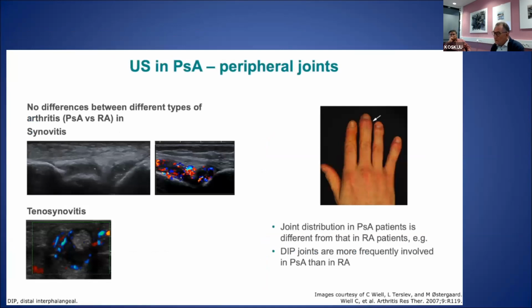So, as I said, no differences between the arthritides. These both could be psoriatic arthritis or rheumatoid arthritis. For example, this is in the wrist joint, where tenosynovitis is equal. But the joint distribution in psoriasis is different. As we know, the joint distribution is more the DIP joint, the distal interphalangeal joints, in psoriatic arthritis. In rheumatoid arthritis, the PIPs and MCPs.